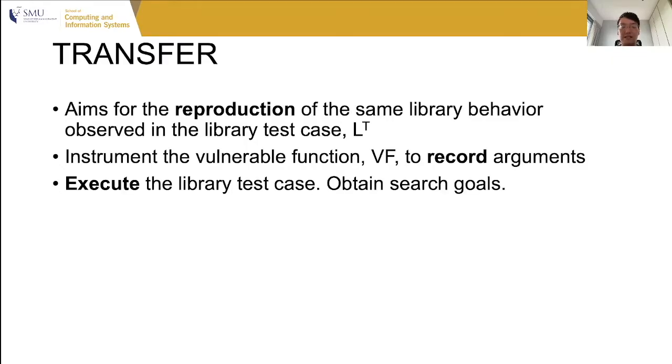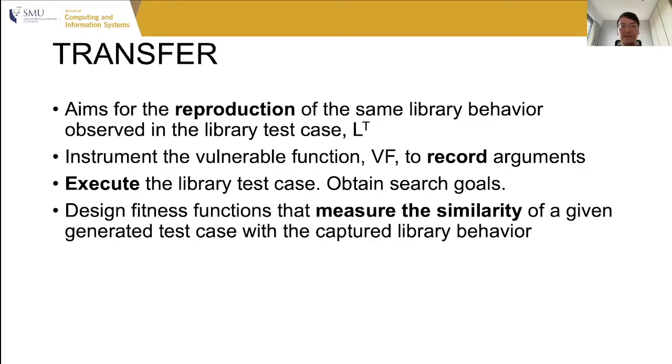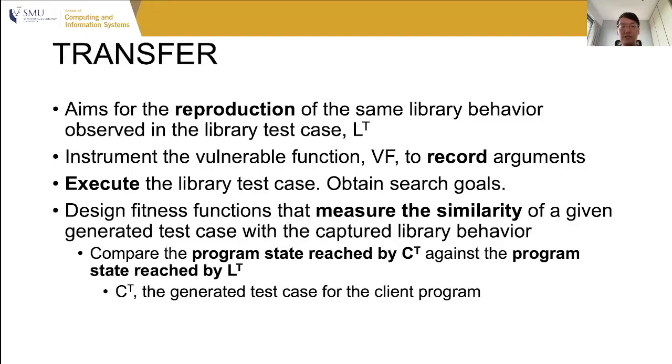So when we execute the library test case, and then we obtain the search goals based on the recorded arguments, and then we would design fitness functions that measure the similarity of a given generated client test case with the captured library behavior. So we will do this by comparing the program state that is reached by the client test case against the program state that is reached by the library test case.